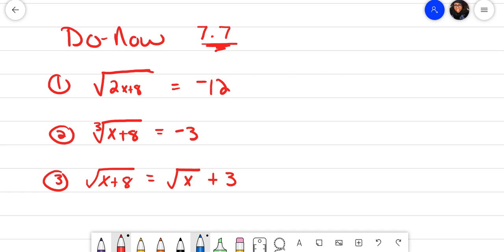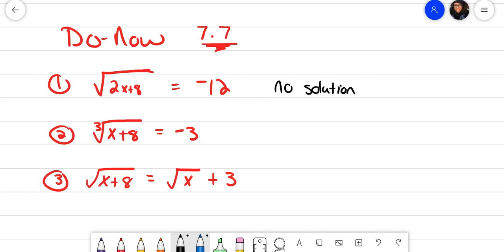This would have been the do now work day, so I'll just go through these. I just wanted you guys to try a few more of the radical equations. For the first, if you want to, you can pause the video. Try them on your own as you would have in class, and then watch. For number one, hopefully you recognize right off the bat that it's a no solution.